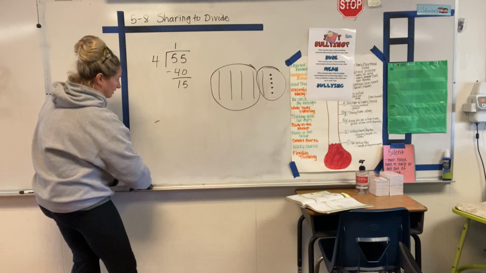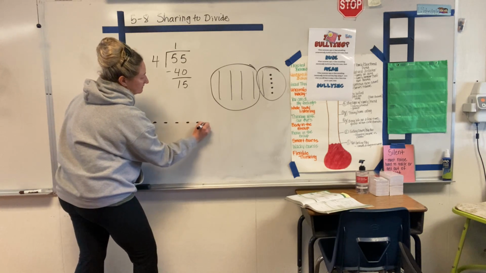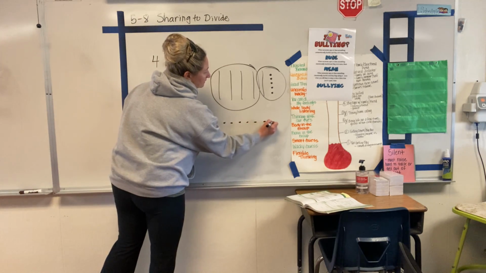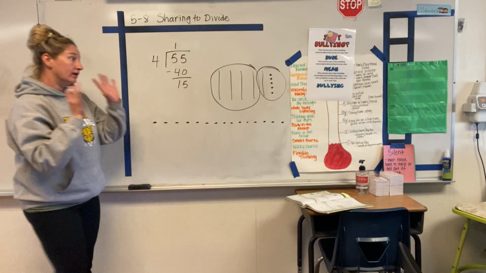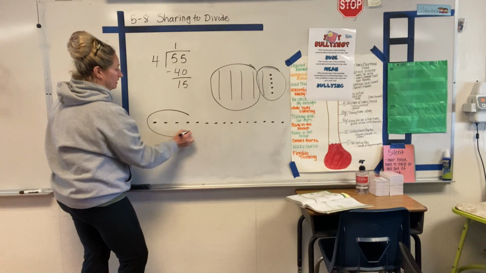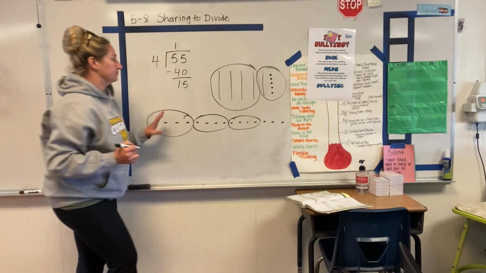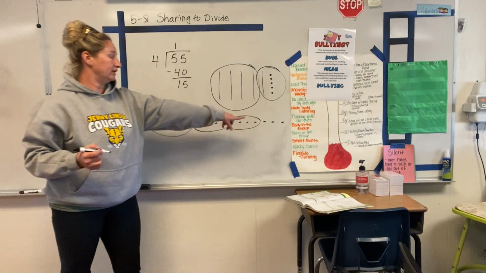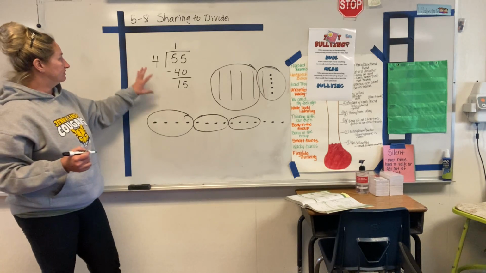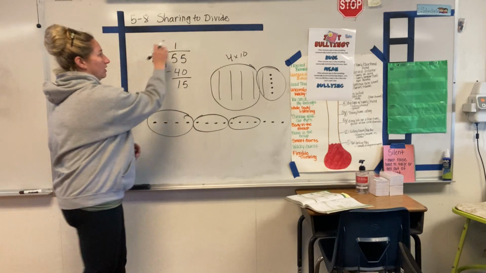1, 2, 3, 4, 5, 6, 7, 8, 9, 10, 11, 12, 13, 14, 15. Now, how many groups of 4 can I get out of 15? So here's 1, 2, 3 groups of 4, and then there's 3. I can't circle that because there's only 3. So that's 3 groups. This here was like 4 times 10. Okay, that's where that 1 came from.